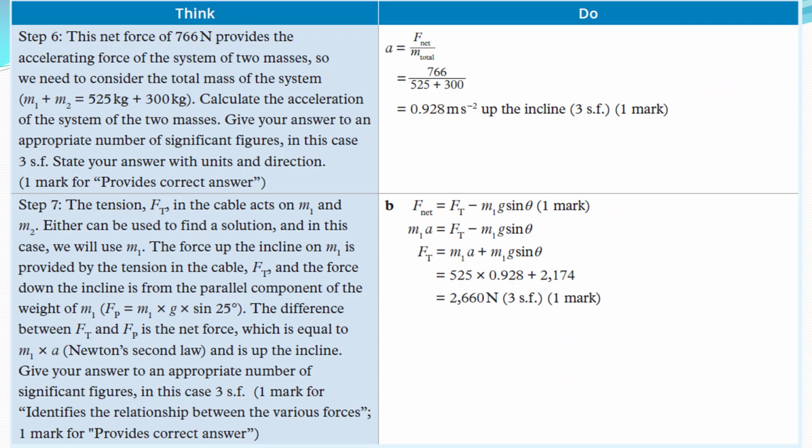How do we find its acceleration? F equals ma. Remember what we said before: the net force is what we just worked out, and the total mass is what's being accelerated. That's mass 1 plus 2, the cart plus the hanging mass. Plug those in your calculator and you've got an acceleration, a vector quantity up the incline, of 0.928 meters per second squared.